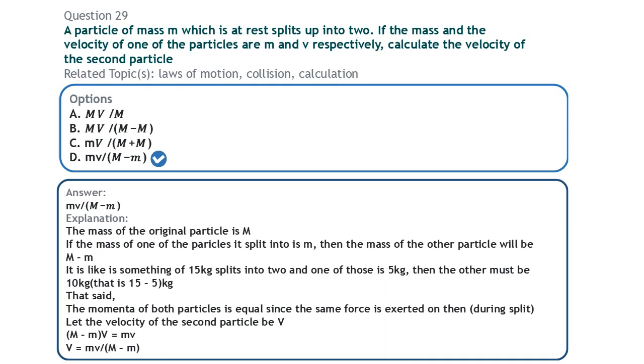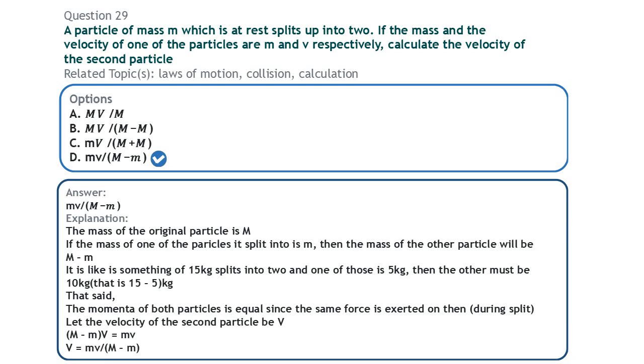Alright, let the mass of the original object be capital M. Now if that mass splits into two, and the mass of one of those particles is small m, that means the mass of the other particle, the second part, is going to be capital M minus small m.